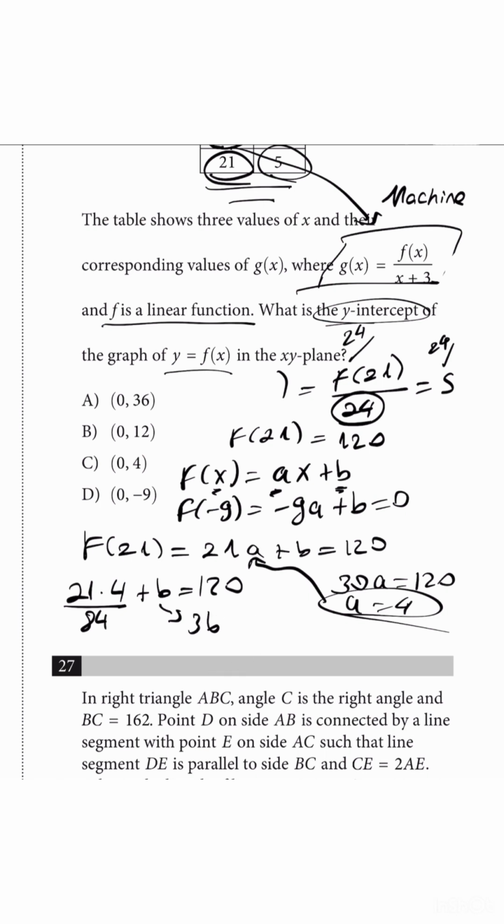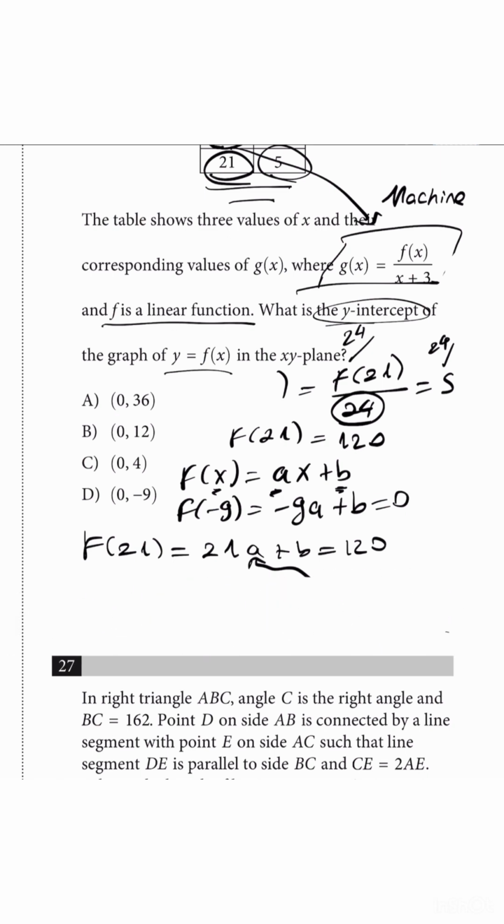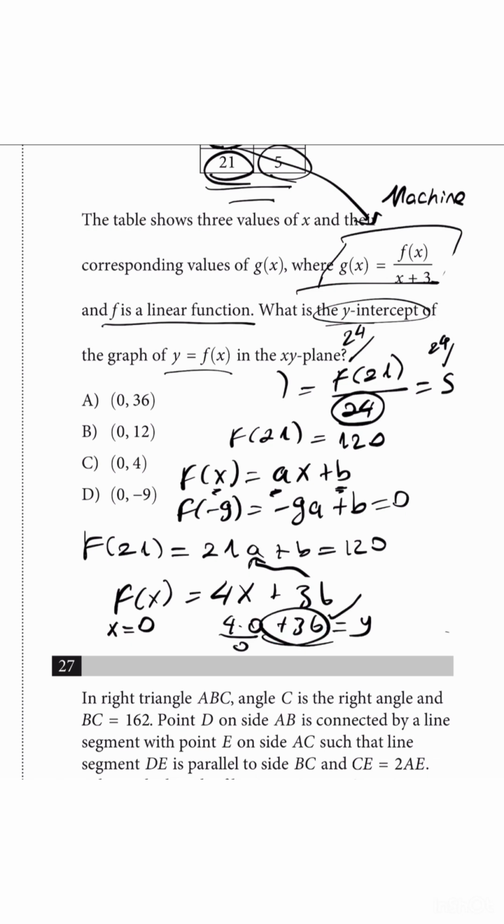So now I know what the linear function looks like, and it is f(x) equals 4x plus 36. So I'm trying to find the y-intercept. I told you in earlier videos that you can find the y-intercept by typing 0 as x. So 4 times 0 plus 36 is going to give you your y-intercept, and this part is going to be 0. So 36 is your y. It means that when I type in 0 instead of the x, I'm going to get 36, which is the y-intercept. So the answer is A.